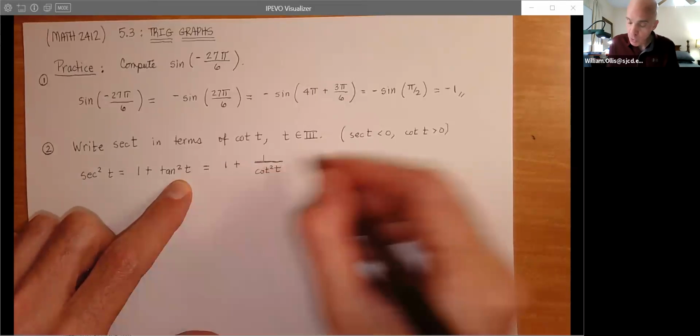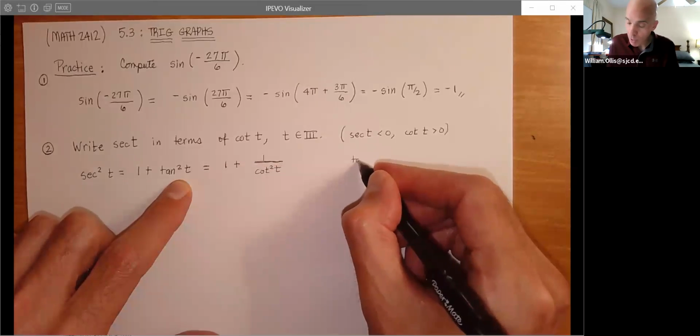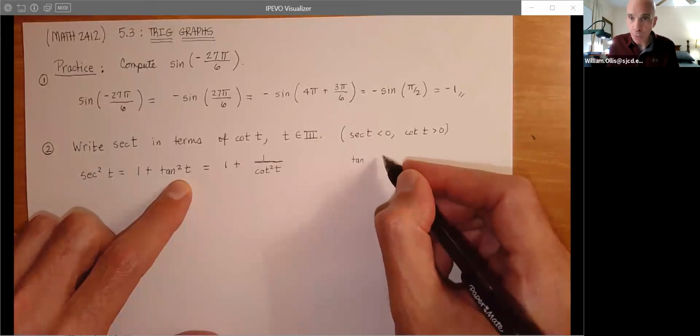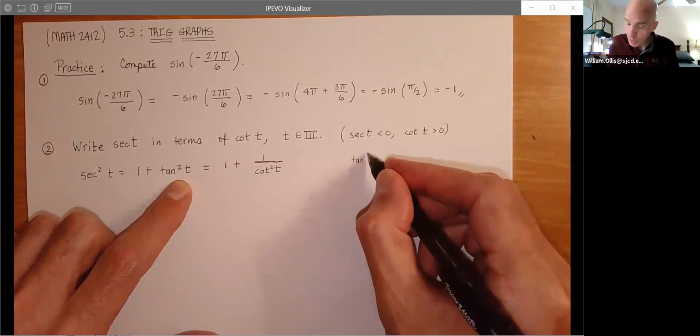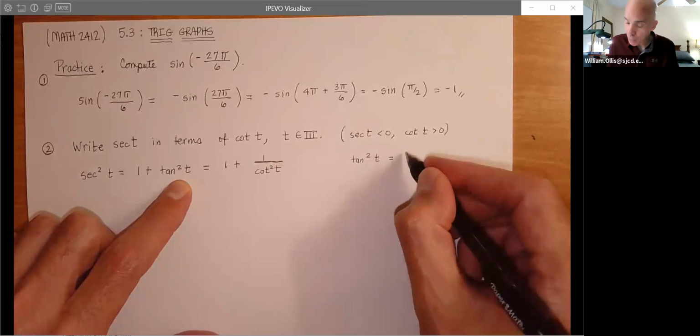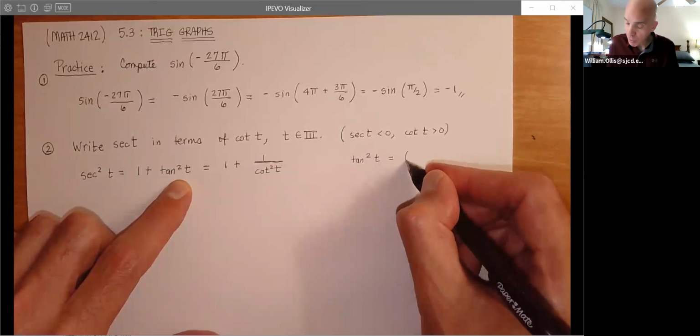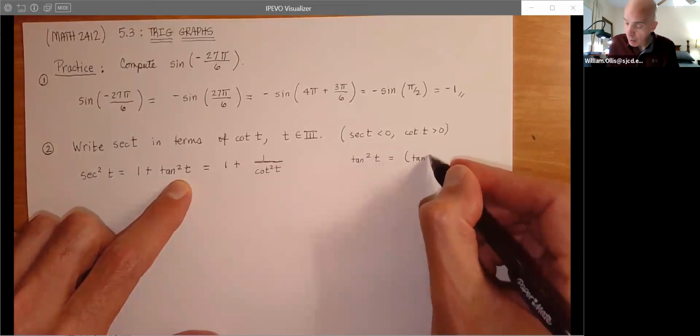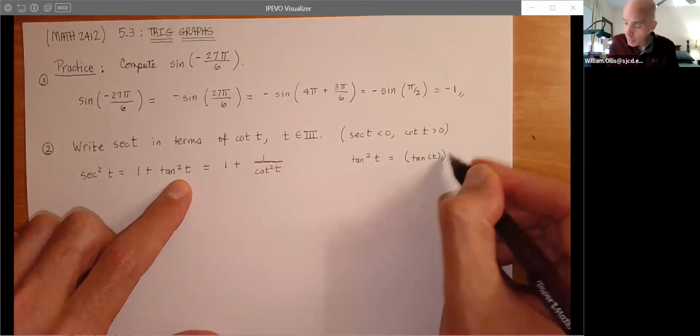Now, of course, just to remind you, when you're typing in WebAssign, the parentheses come up. So for instance, this would be equivalent to the following. WebAssign likes to use a lot of parentheses, and so it could be written as tangent of t quantity squared.